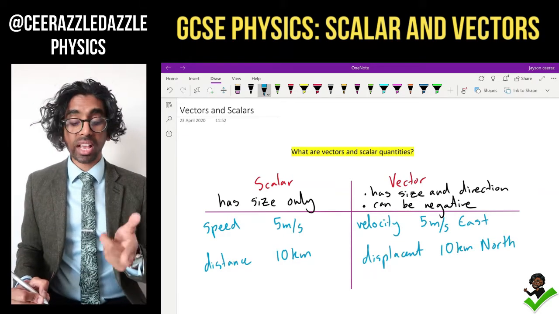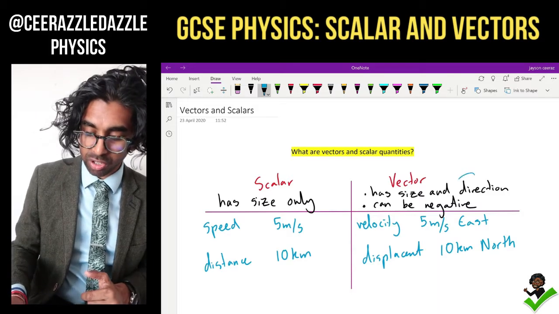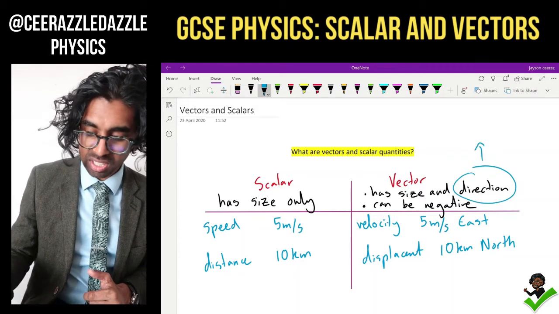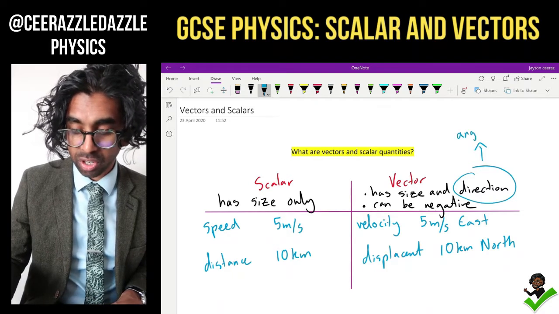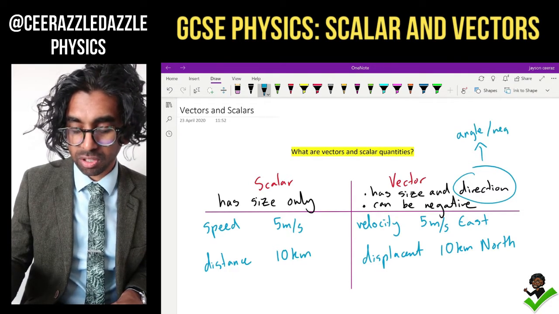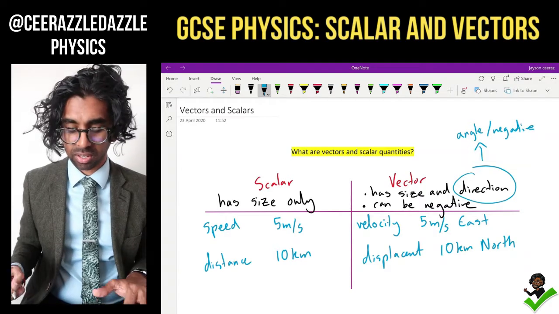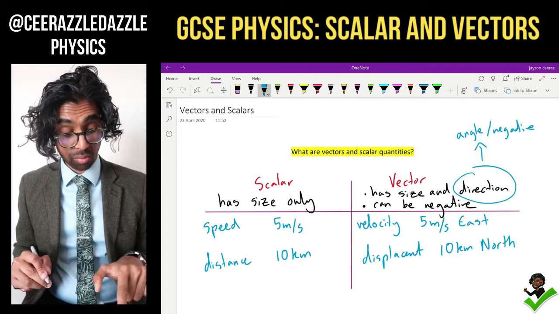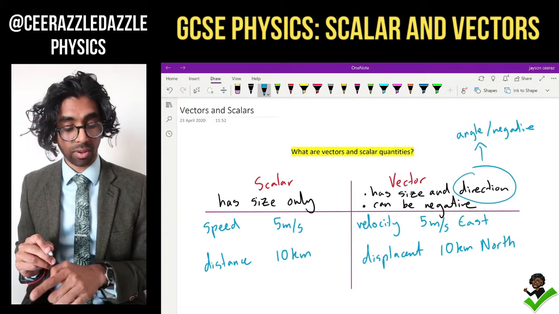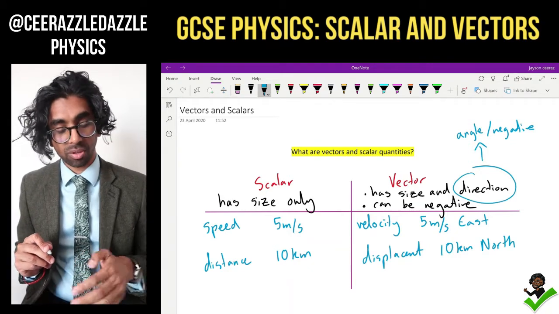Notice the direction could be in different formats. It could be in terms of an angle for the direction, or a negative sign. So look out for those things to indicate if it's a vector. So we've got speed on one side, velocity on the other. Distance on one side and displacement on the other.